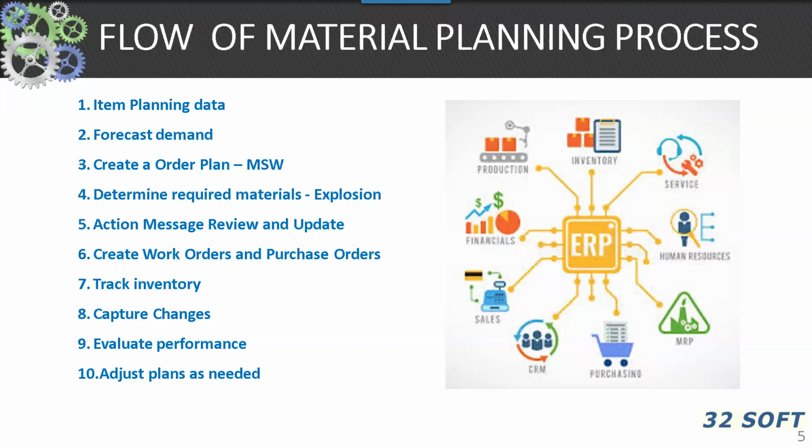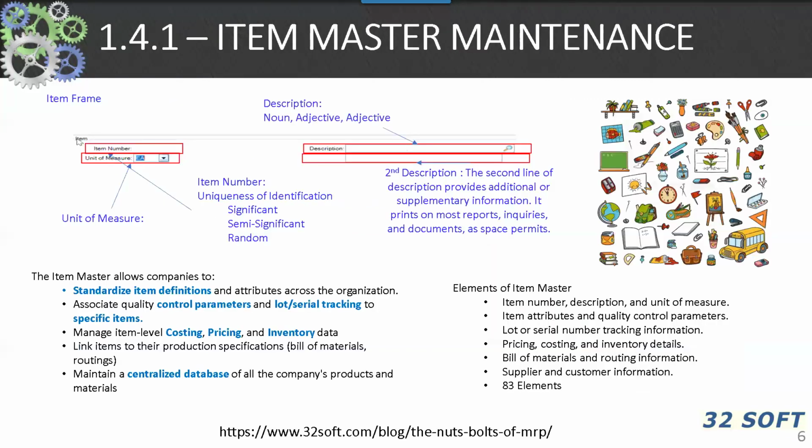You develop your item planning data, then you forecast demand, you explode, we'll talk about that, determine the requirements, then you do your action messages, create work orders, purchase orders, you track inventory and material, you capture those changes, evaluate what happened, and then adjust your plans as needed. You process that every single time you run MRP.